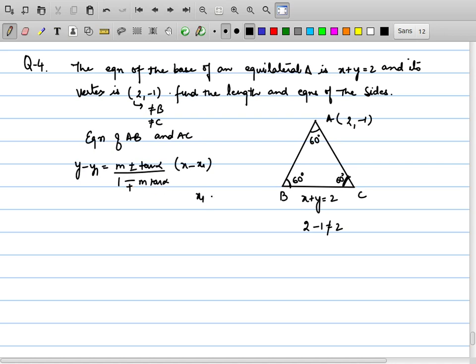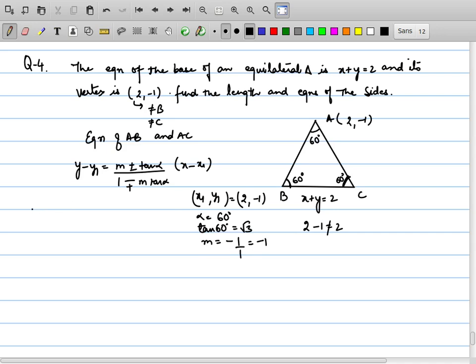So what is x1, y1? Our line is passing through (2, -1). What is alpha? 60 degrees. The lines are making an angle of 60 degrees. So what is tan 60? Root 3. What is the slope of the given line? Minus coefficient of x upon coefficient of y, that is minus 1.